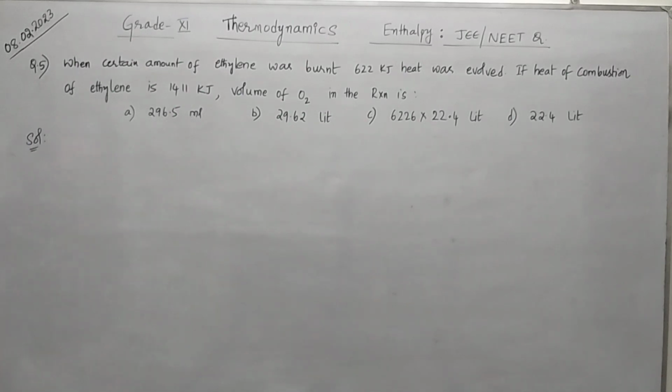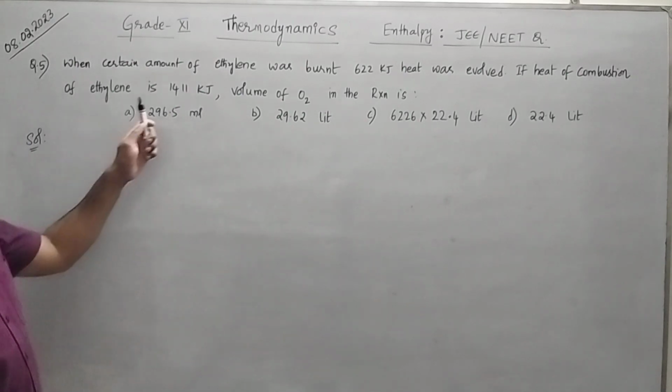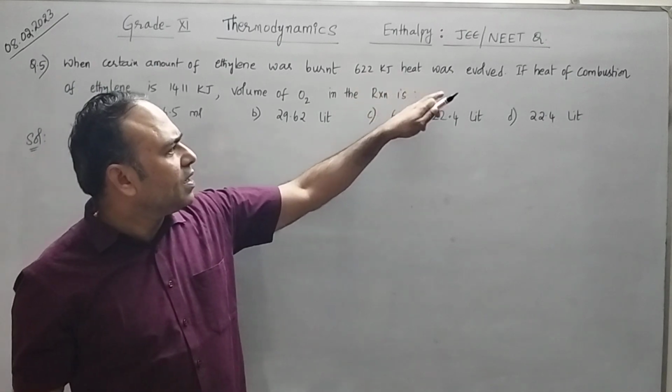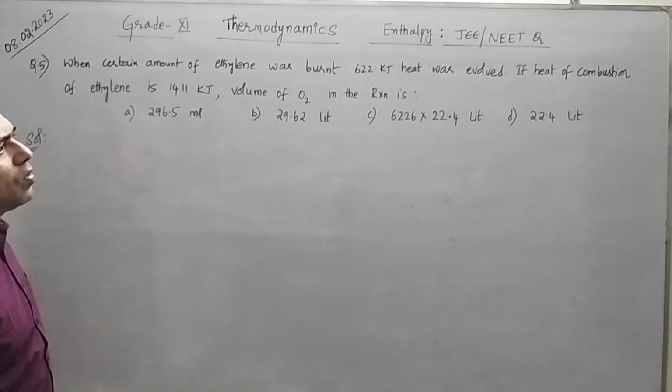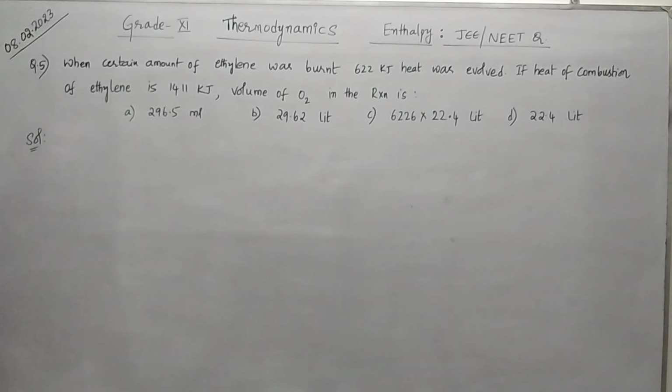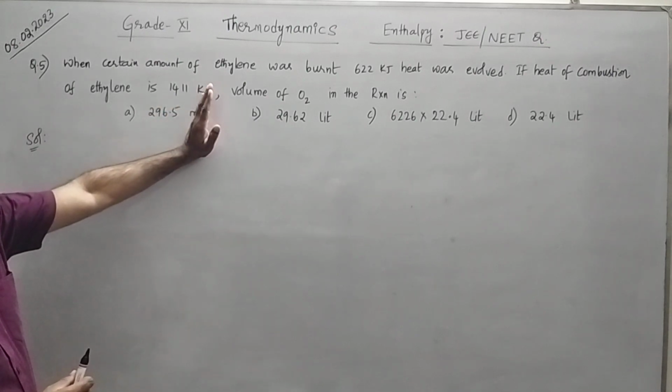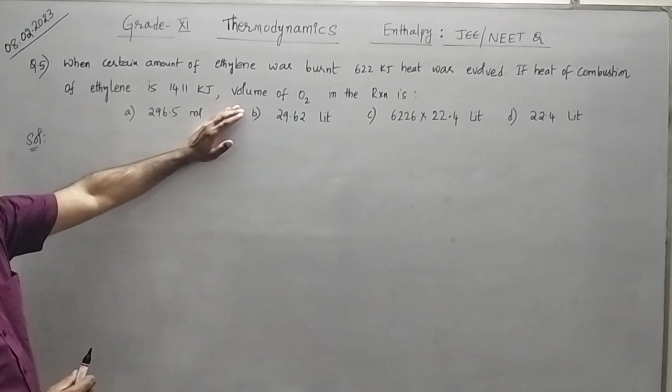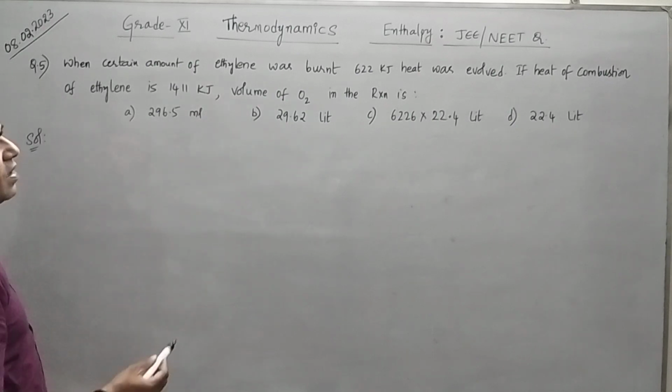Next, question number 5. When certain amount of ethylene was burnt, 622 kilojoule heat was evolved. They didn't mention the value. If heat of combustion of ethylene is 1411 kilojoules, find the volume here. First we will get the mass, then we can calculate the volume. So what is given here?